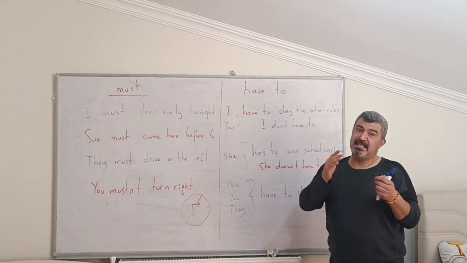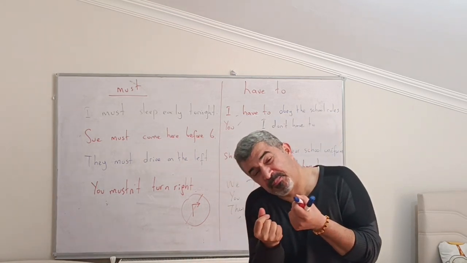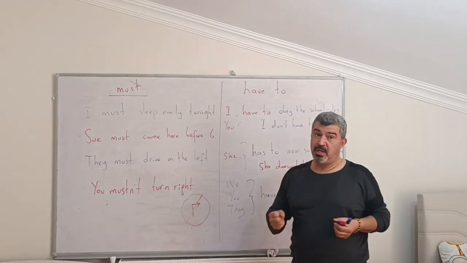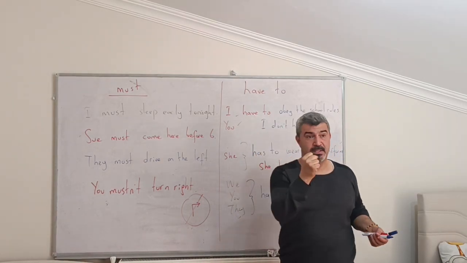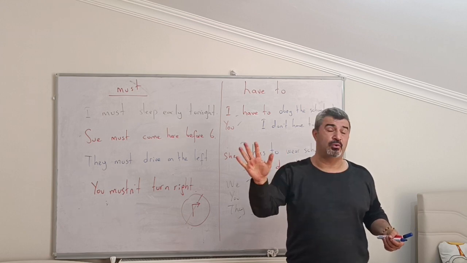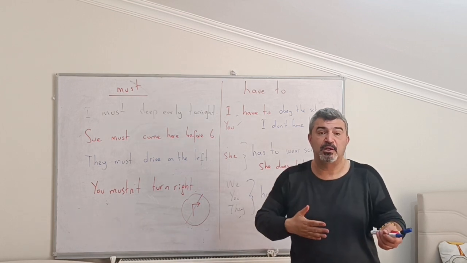So must is an obligation, a necessity, but weaker than have to. Have to and has to are stronger. They come from the rules. If you don't do something that is written with have to, has to, it means that you break the laws, you break the rules.